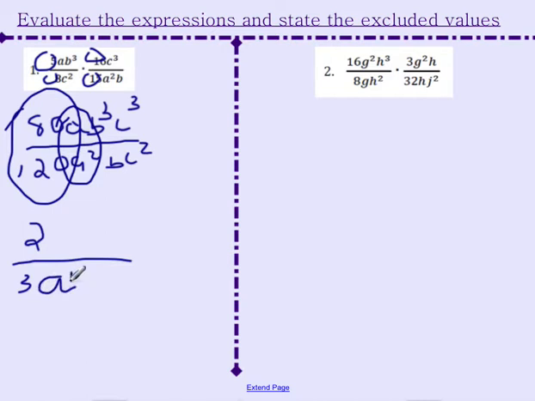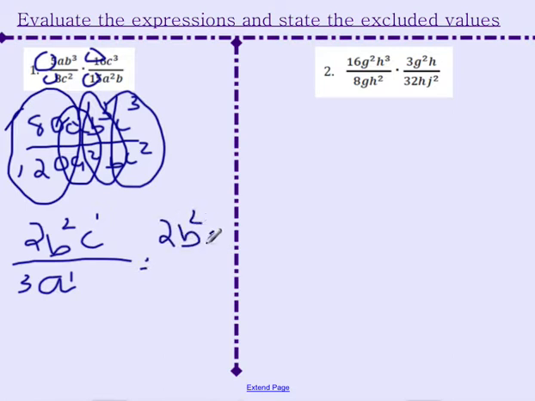Then I'm going to take a look at my b's. I have b cubed divided by b to the first. Remember that if there is no exponent, the exponent is 1. So b cubed divided by b to the first, subtract those exponents and you get b squared. Last but not least, you have c cubed divided by c squared. So when you subtract out those exponents, you get c to the first. Then remember, you don't have to write out the first power. So you have 2b cubed c divided by 3a.